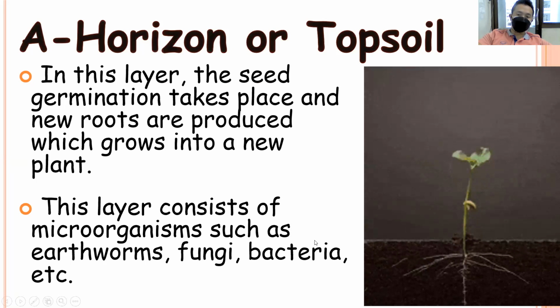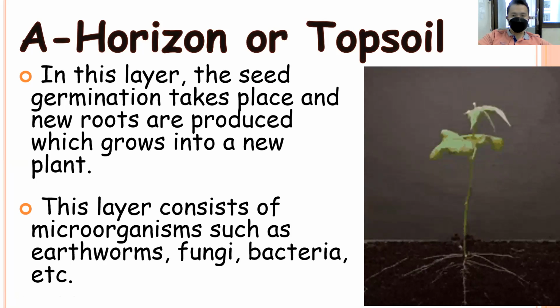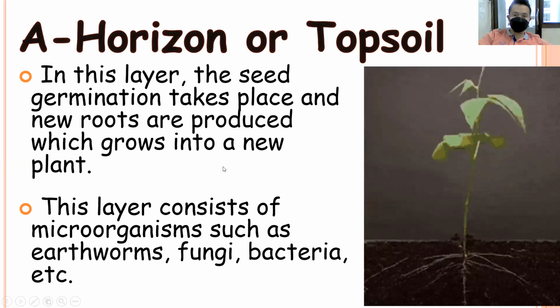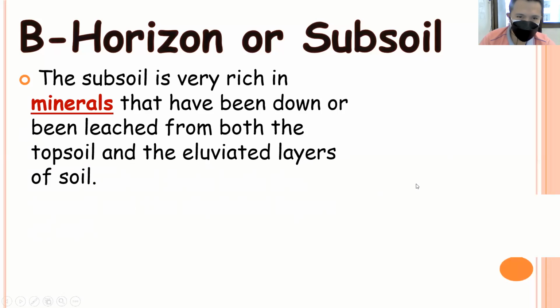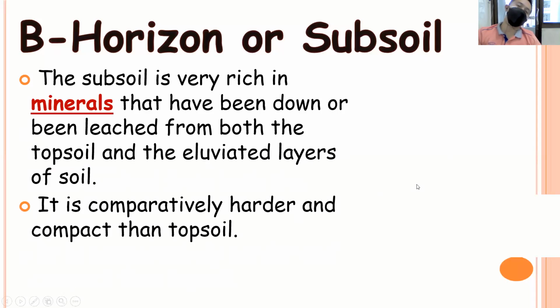So as you can see that the plants are growing, the roots are moving downward, rich in nutrients. Now here we have, wait, what is this? Wait. Okay, we have here the subsoil, the B horizon or subsoil.